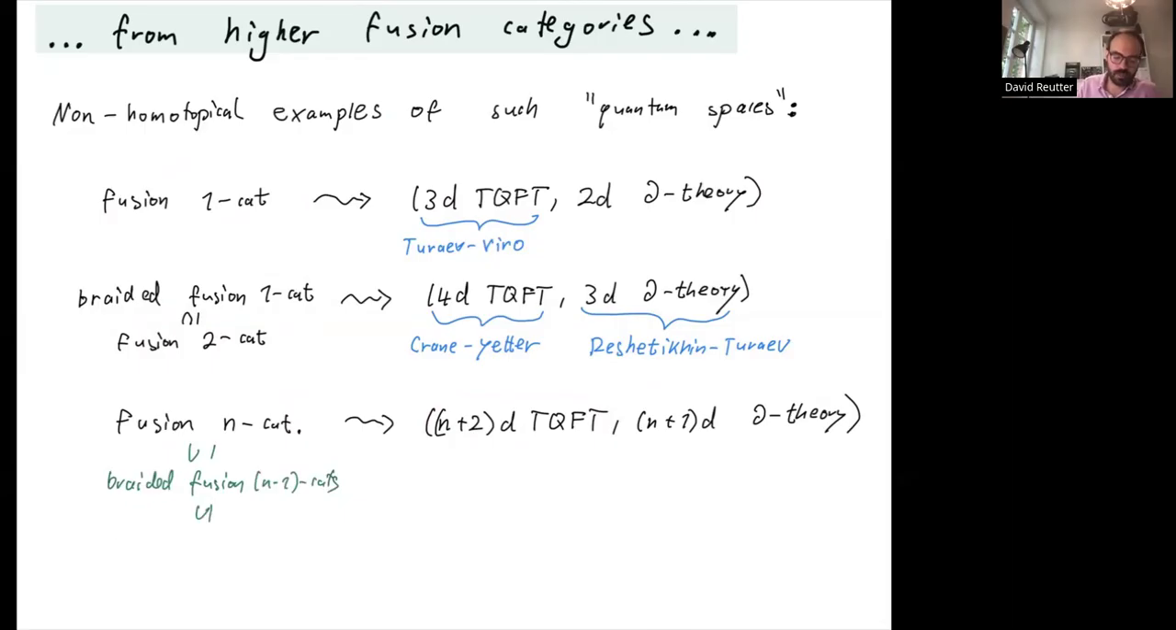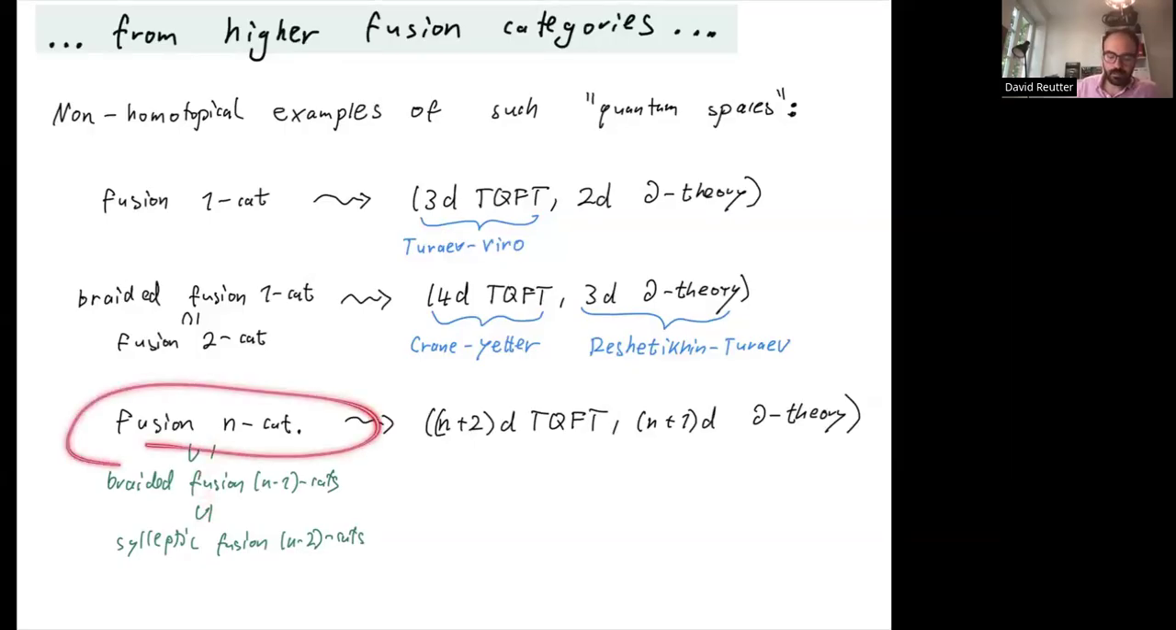There's something called maybe a syleptic fusion n minus 2 category and so on. And then you can sort of look at more and more special cases of this construction. But if you go sort of up here, it becomes more general. Okay. All right. So that's the picture.